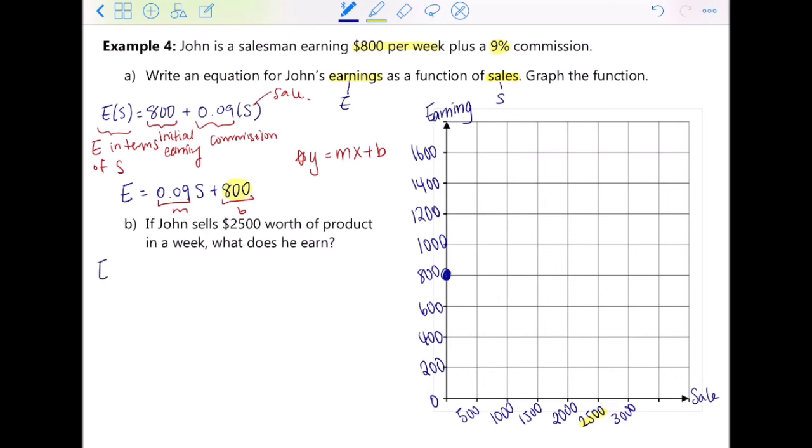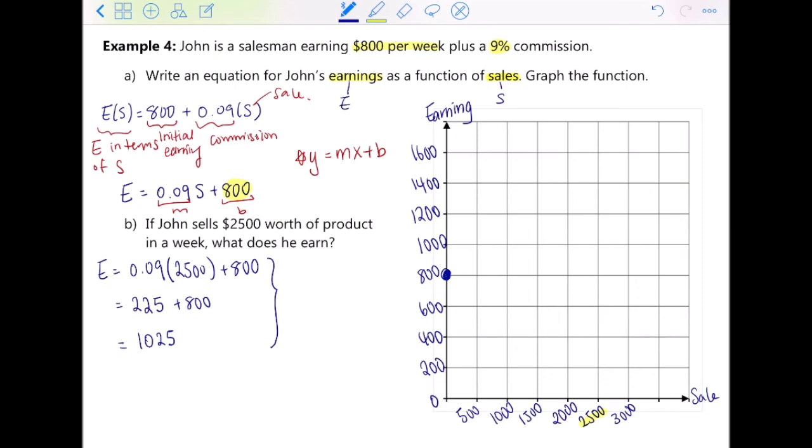So we can just plug in S equal to 2,500. So 0.09 times 2,500 plus 800. And if you punch that into your calculator, you get 225, and then you add 800. Altogether, it becomes 1,025. So earning is $1,025 if he sells $2,500 worth of product.